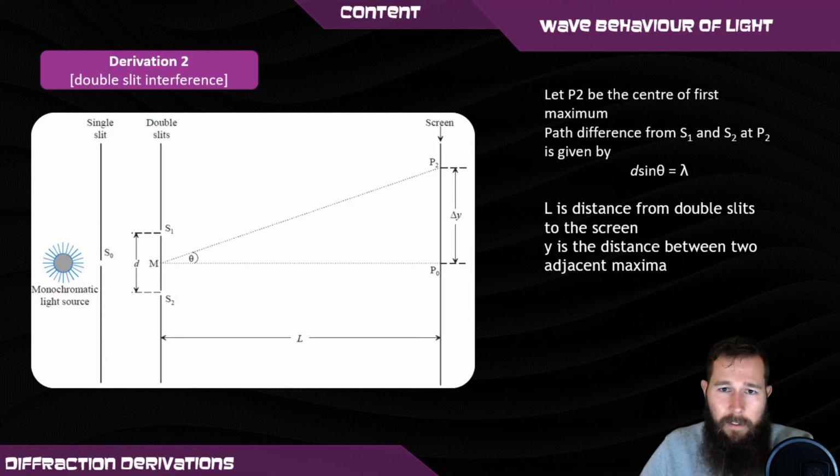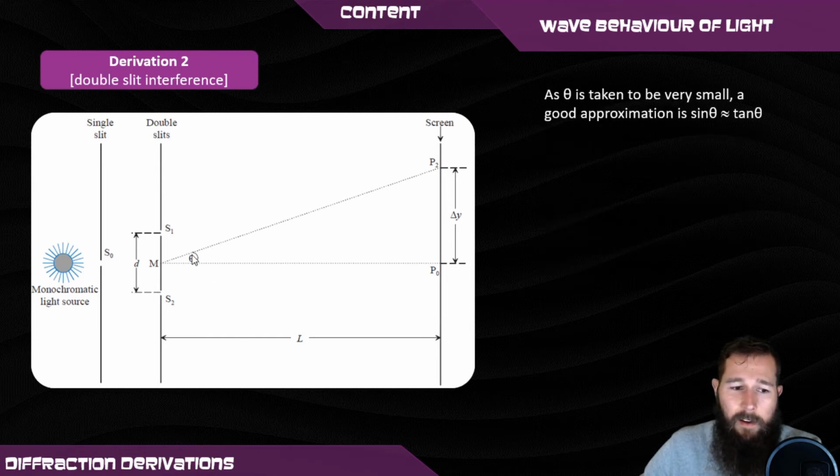Now we look at another derivation, which looks at the relationship between the distance between the slits and the distance between adjacent maxima in the interference pattern. So in this case, L is the distance from the slits to the screen, delta Y is the distance between the central maximum and the adjacent maximum, and the path difference from S1 and S2 to this point here is given by the equation we just derived.